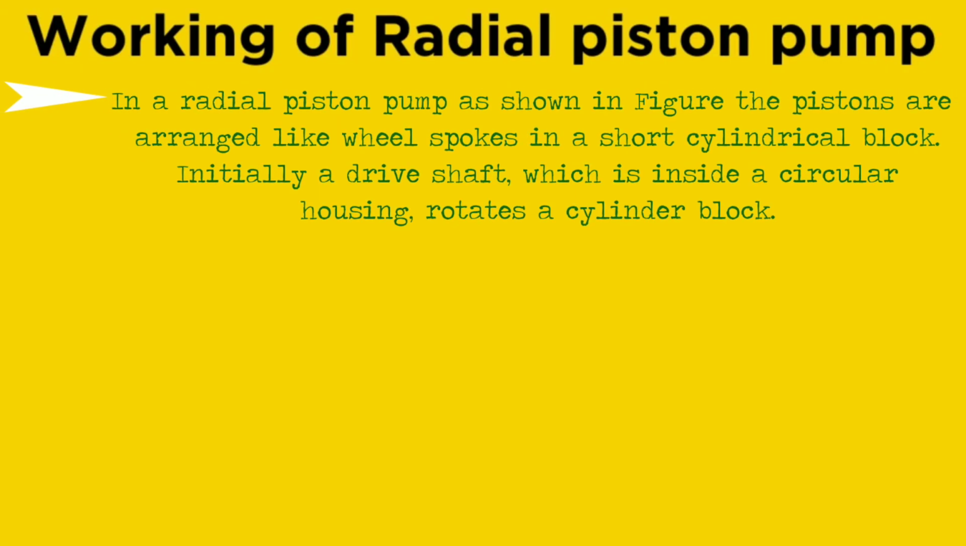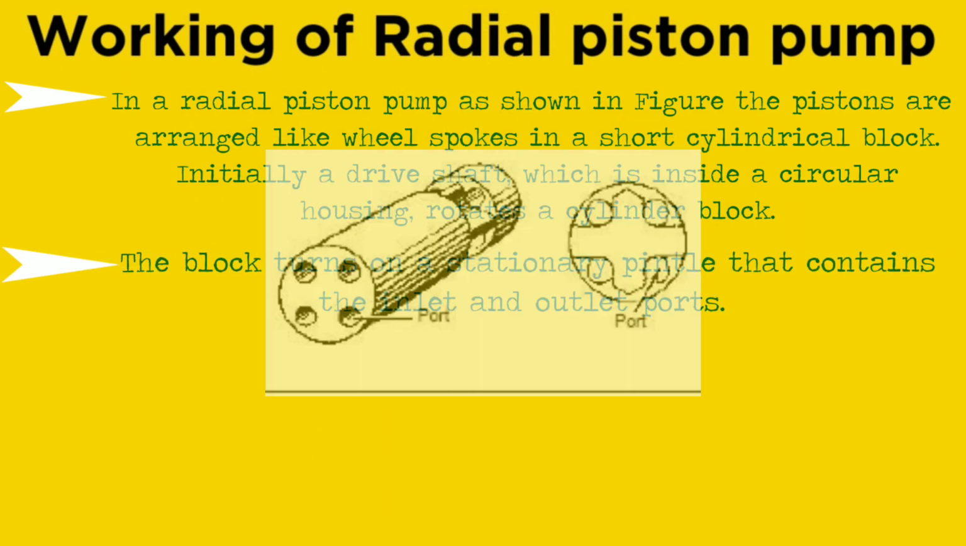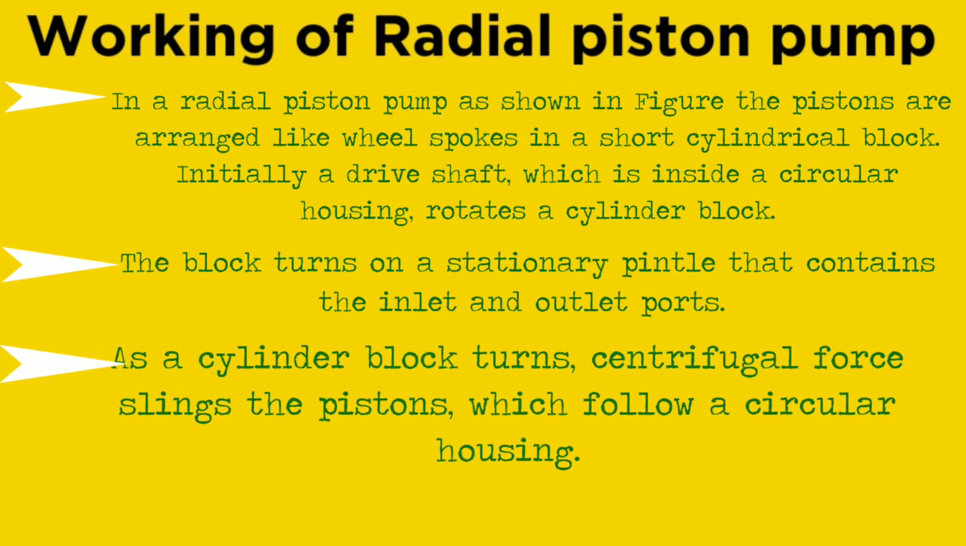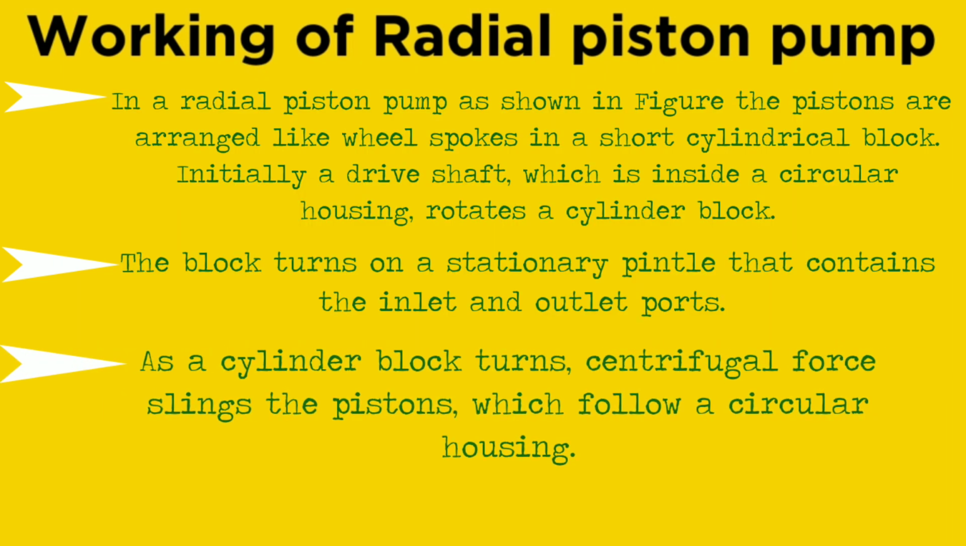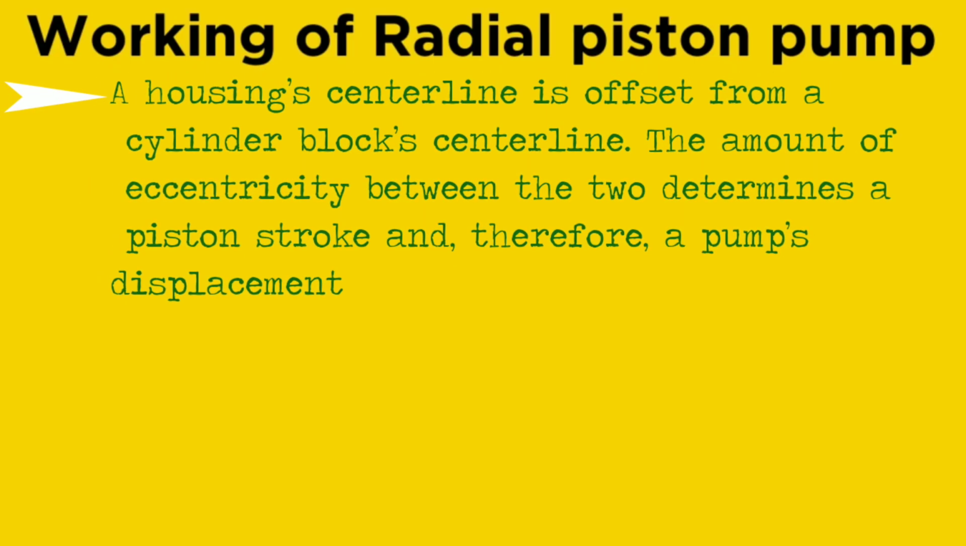In a radial piston pump, the pistons are arranged like wheel spokes in a short cylindrical block. A drive shaft, which is inside a circular housing, rotates a cylinder block. The block turns on a stationary pintle that contains the inlet and outlet ports. As the cylinder block turns, centrifugal force slings the pistons, which follow a circular housing. The housing's centerline is offset from the cylinder block's centerline.